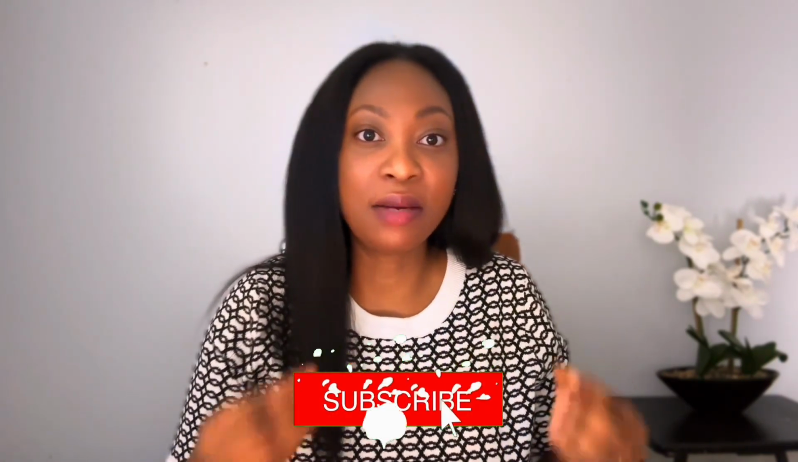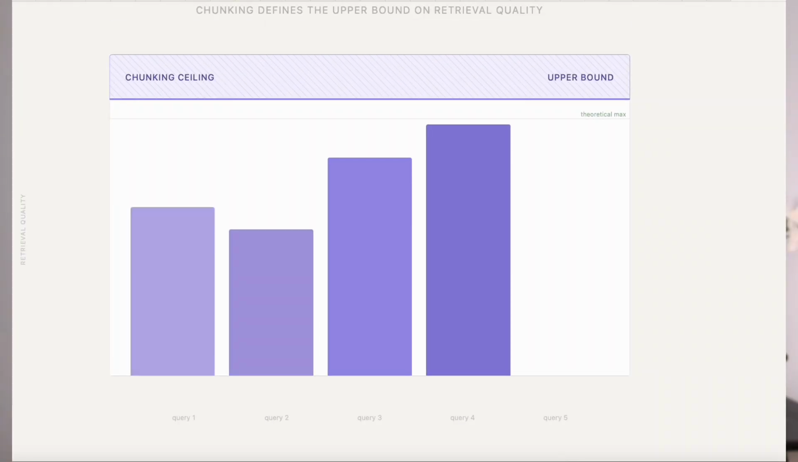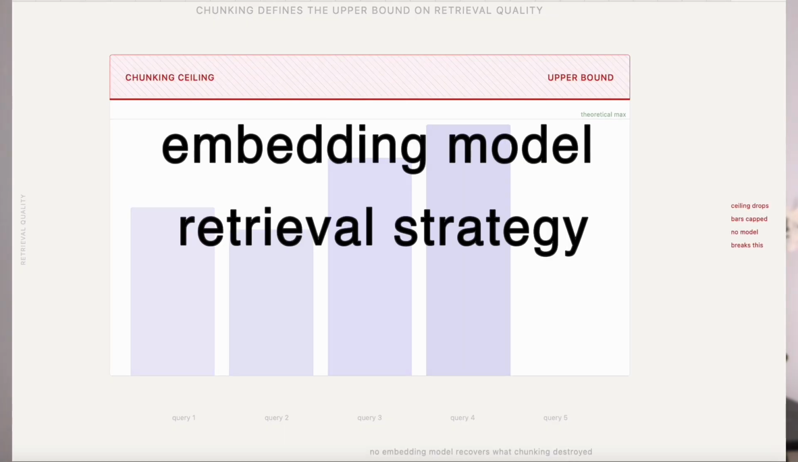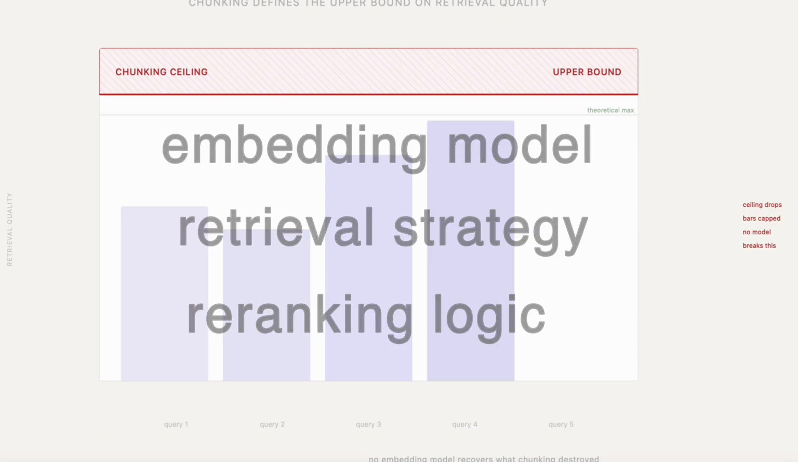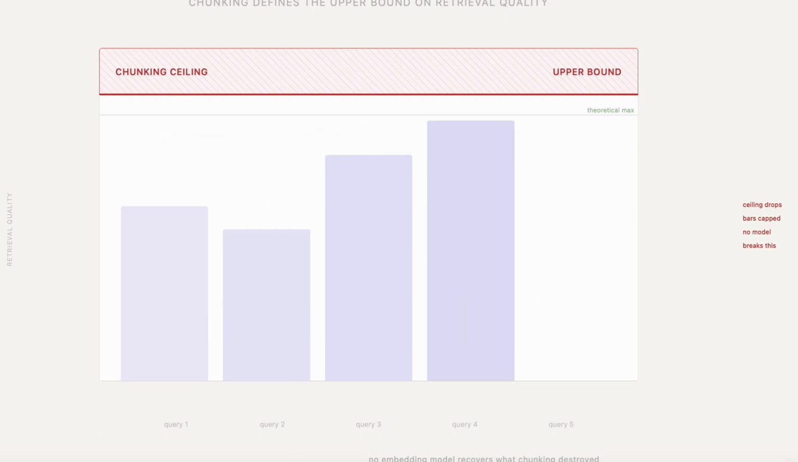Once you have structured data coming out of ingestion, the next question is how you break it apart for indexing. And this is the decision most engineers underestimate, because it looks like a configuration choice, but it's actually an architectural one. Chunking defines the upper bound on retrieval quality, not the lower bound, the upper bound. Your embedding model, your retrieval strategy, your re-ranking logic, none of it can compensate for poor chunking. If you have fragmented meaning at the wrong boundary, it's gone.